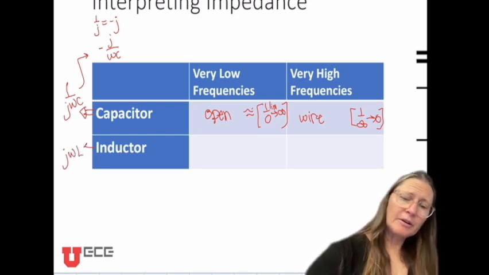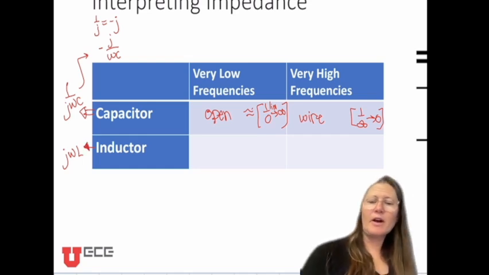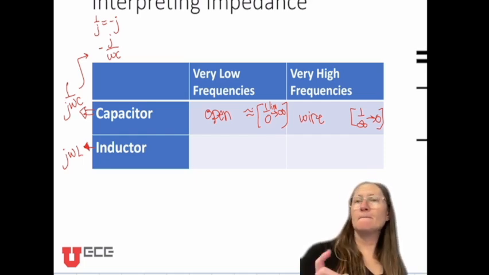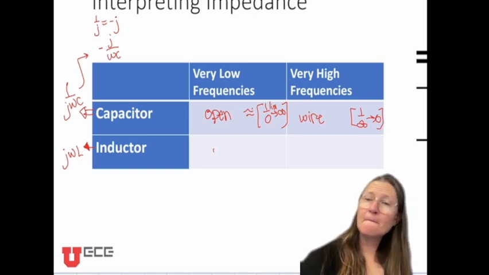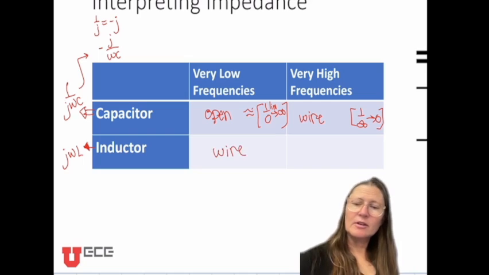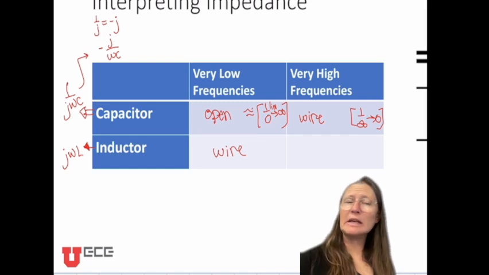So for an inductor, if I have low frequency, what does that look like? 0, which will be a wire. Good. And if it's high, the impedance will also be high, right? Which looks like an open.